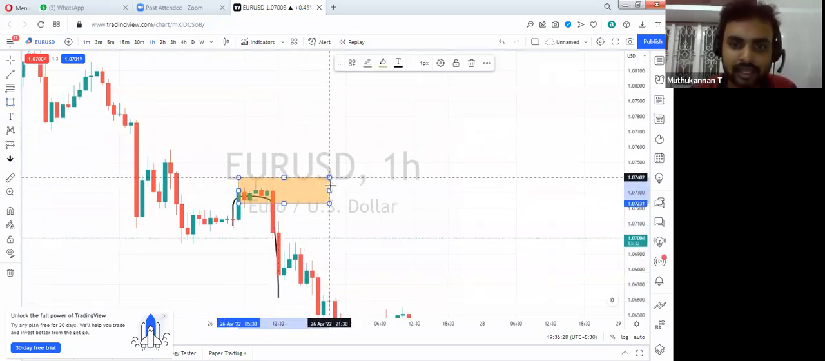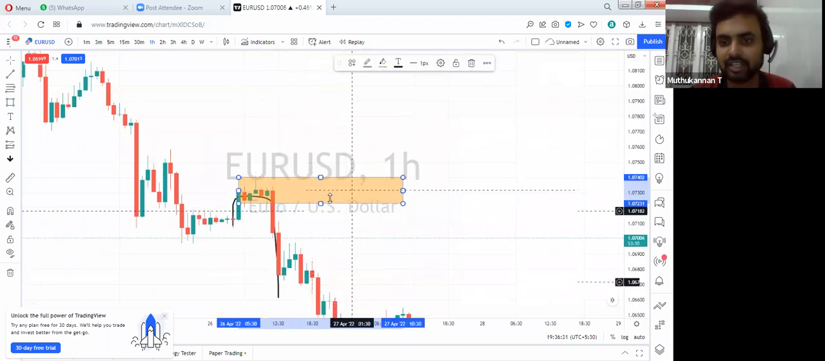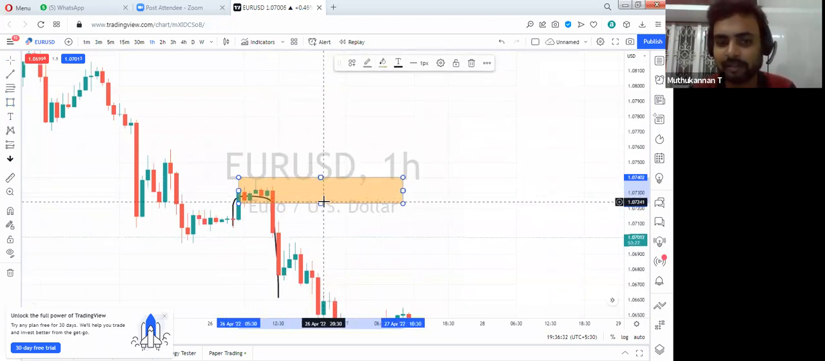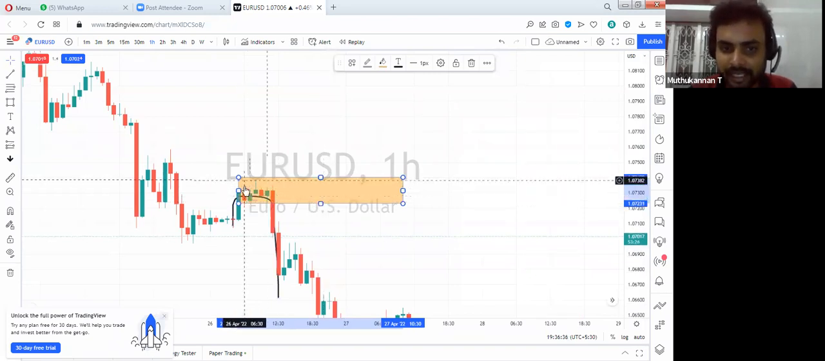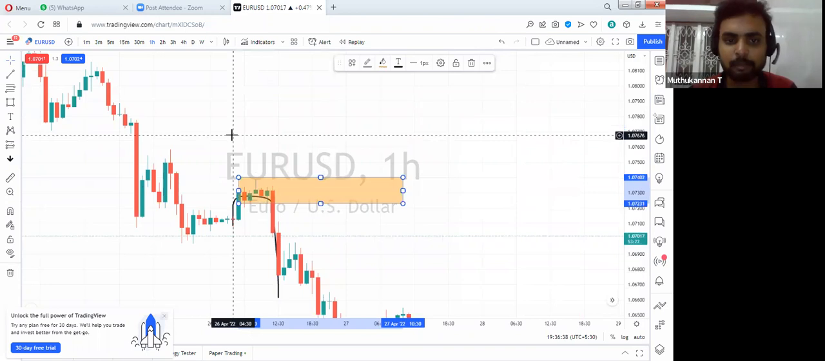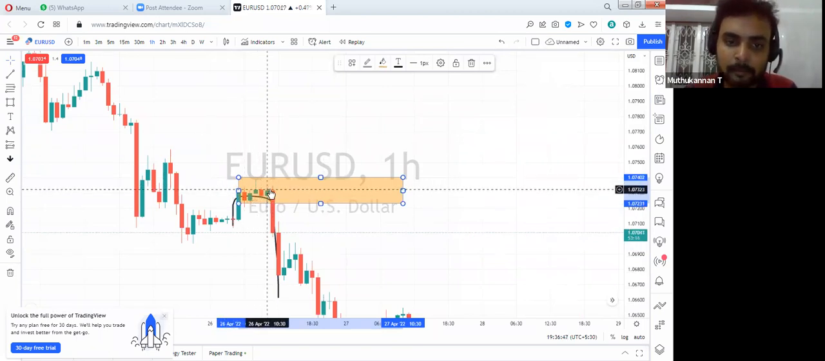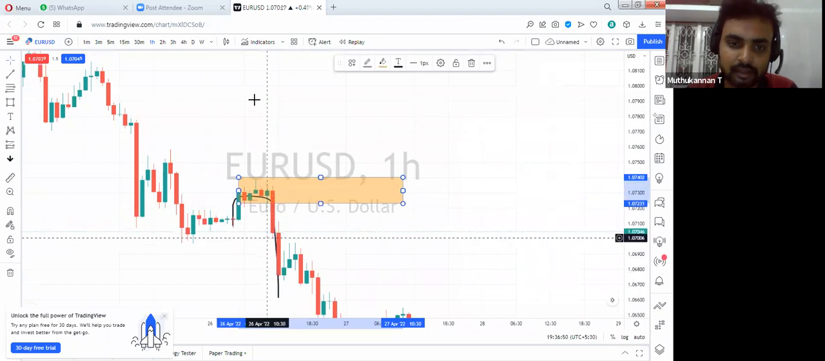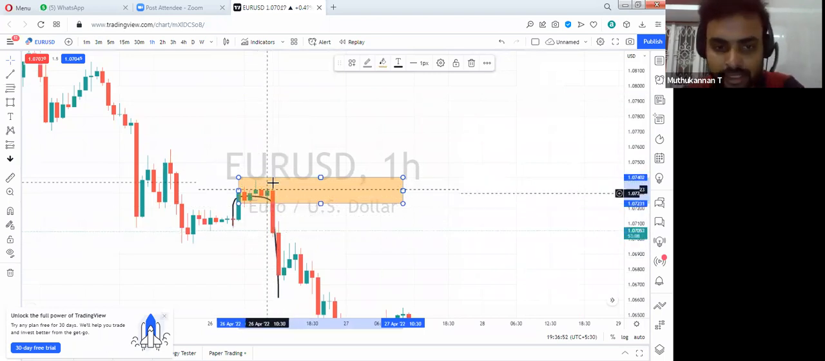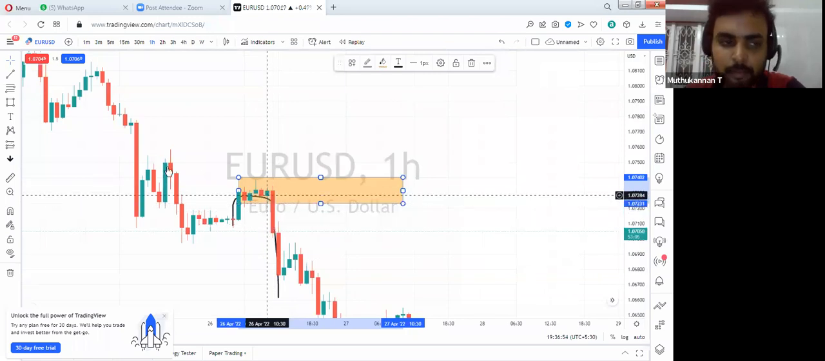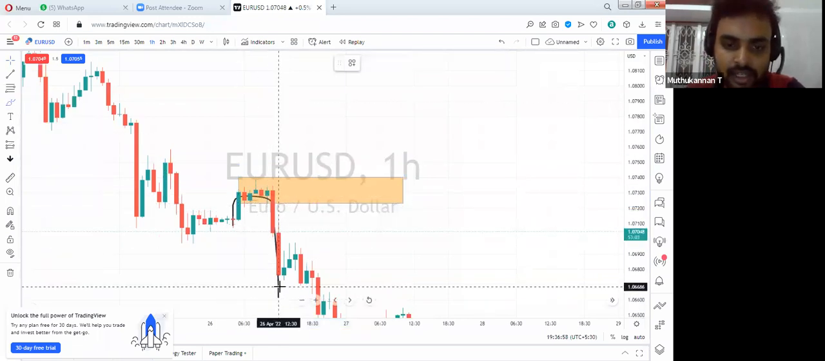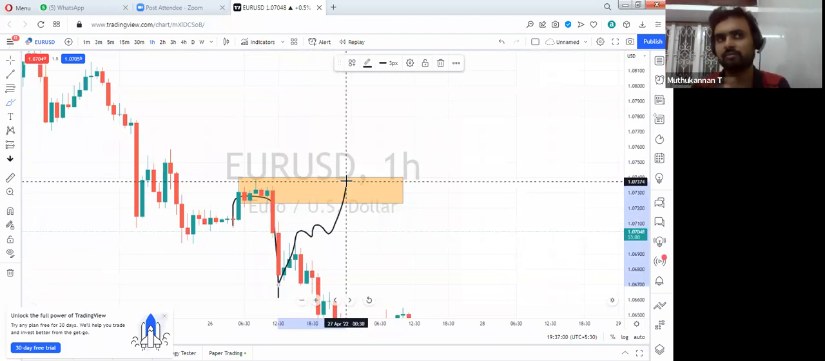Why does price have to come here? Why is price coming here and touching here? Anybody know why? Because at this area, the equal number of buyers and equal number of sellers are there. And when the sellers dominated here, they sold this particular currency from here drastically, and price will come back here and touch here.